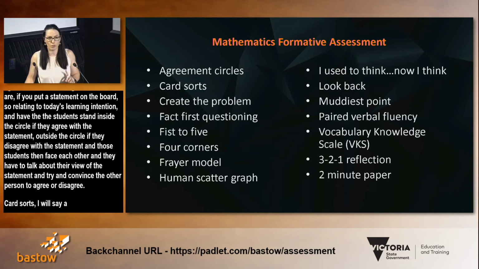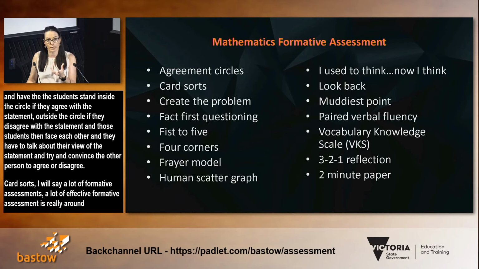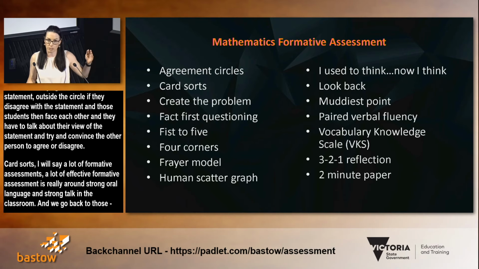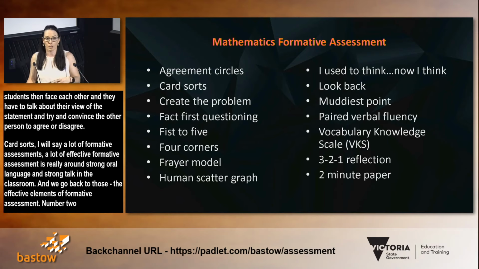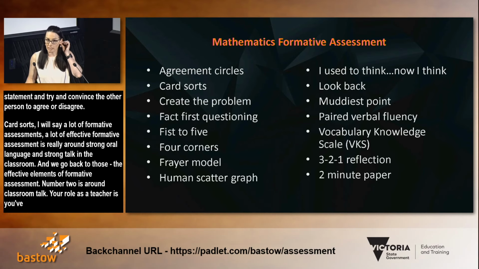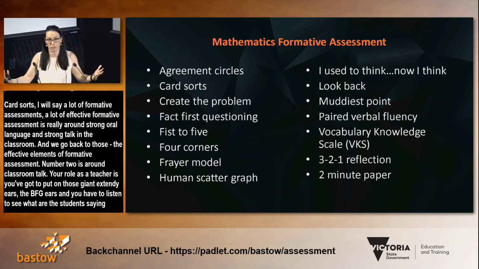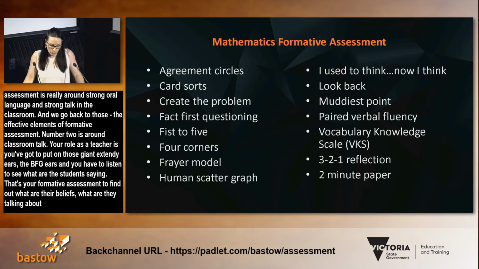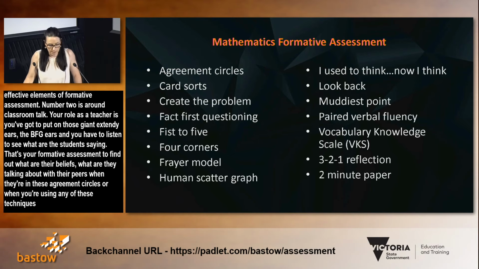A lot of effective formative assessment is really around strong oral language and strong talk in the classroom. And we go back to the effective elements of formative assessment. Number 2 is around classroom talk. Your role as a teacher here is your ears. You've got to put on those giant extendy ears, the BFG ears, and be listening to see what the students are saying. That is your formative assessment, to find out what their beliefs are and what they are talking about with their peers when they're in these agreement circles or when you're using any of these techniques.